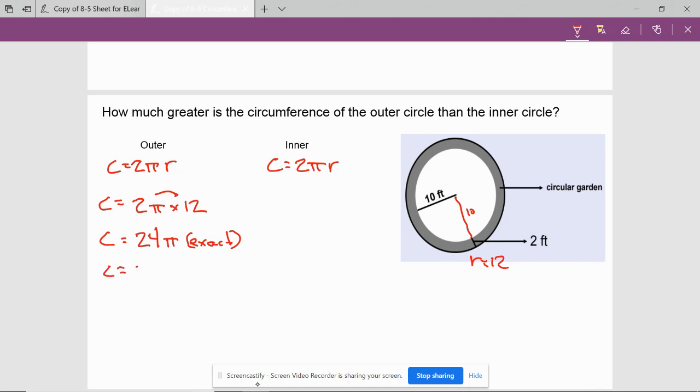So C equals 3.14 times 24. So our circumference is going to be equal to 75.36 feet. Okay, so that's our outer circle.